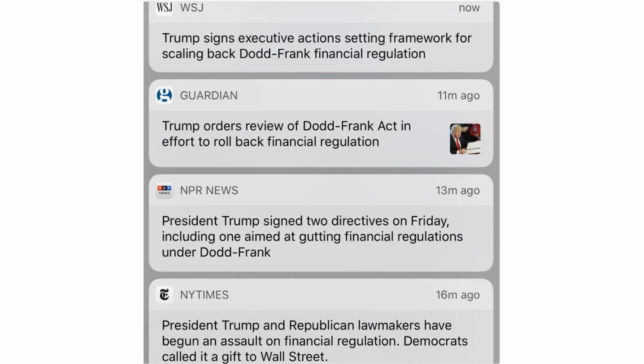Let's look at the third one. President Trump signed 2 directives on Fridays, including one aimed at financial regulations under Dodd-Frank. So it is taking away the focus from it. It is one of 2. And then the fourth one is totally against Trump, because it reads, President Trump and Republican lawmakers have begun an assault on financial regulations, and assault means attack. So they show that this review and this executive decision are an assault.